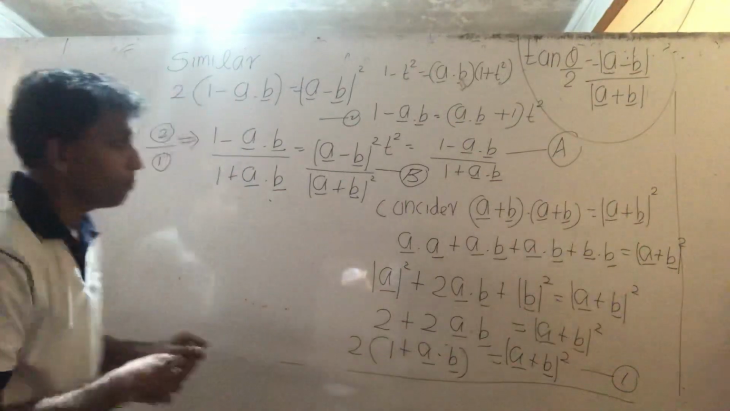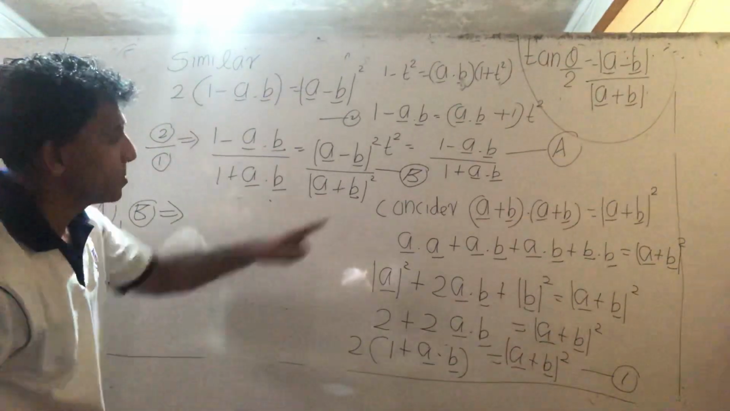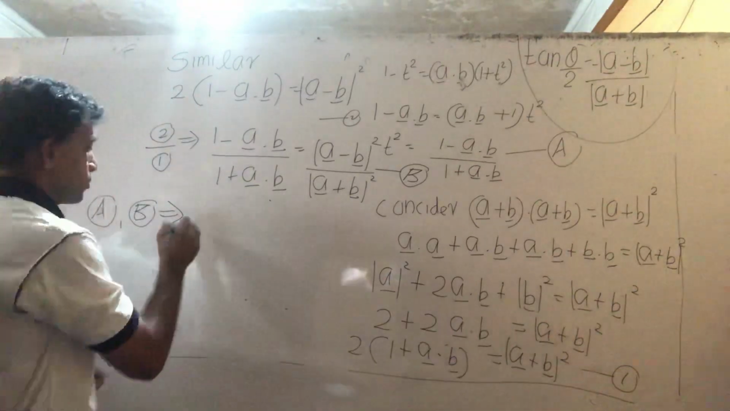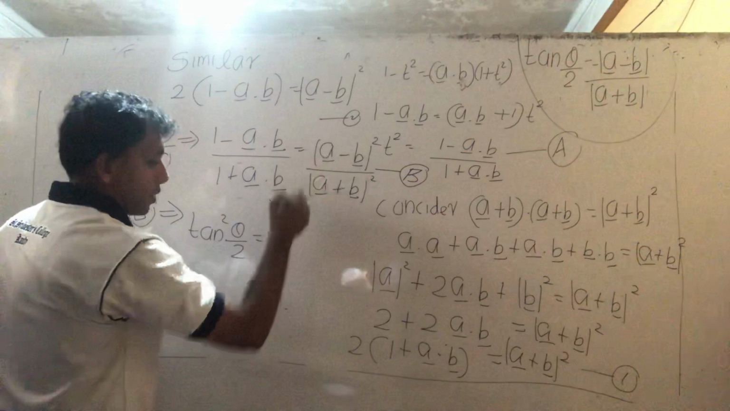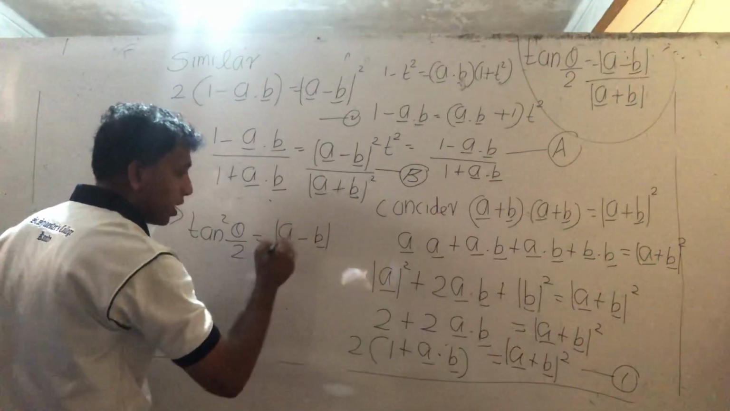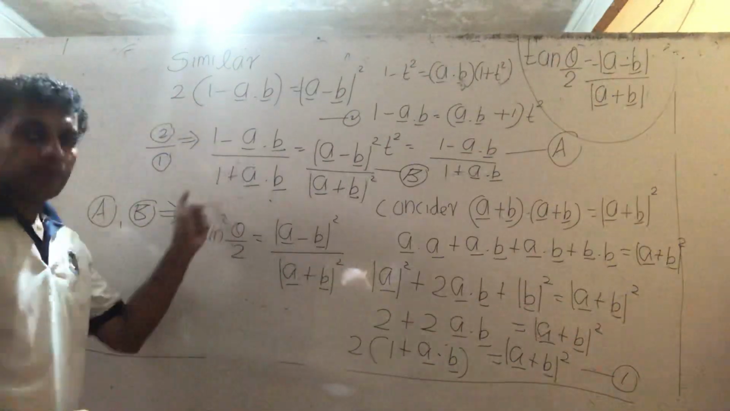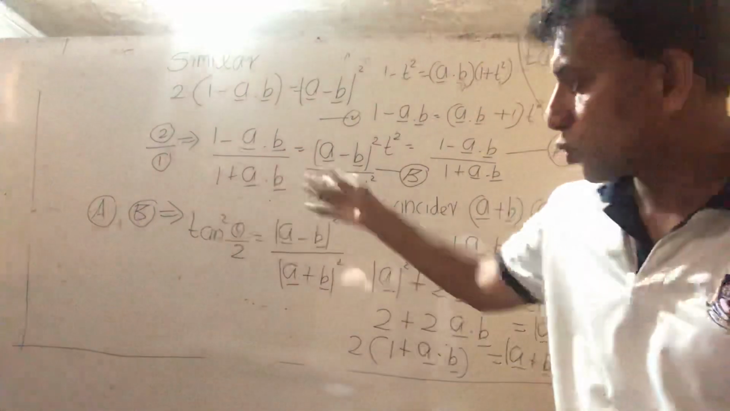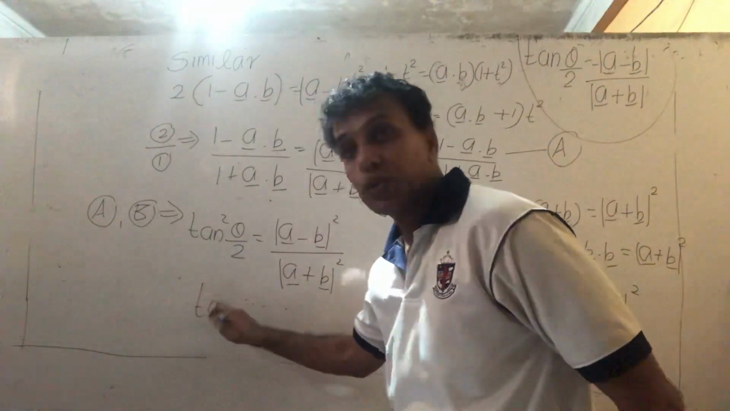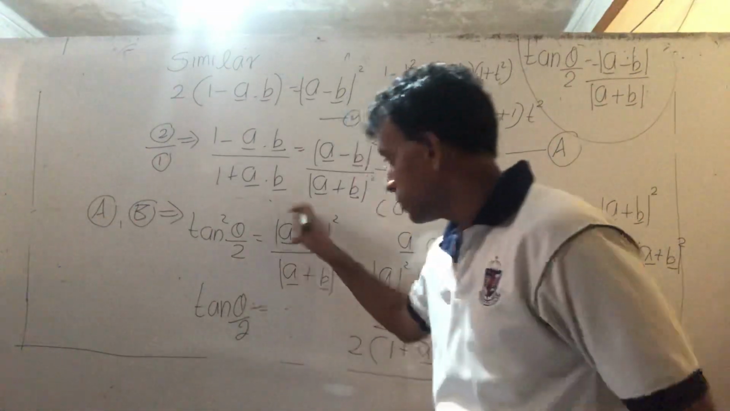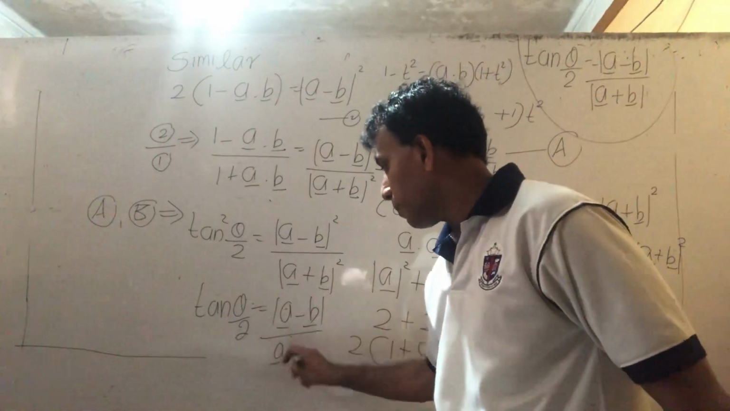So connect a and b. Therefore, this gives you t². I take t now for tan² θ/2. tan² θ/2 equals what? This one: vector a minus vector b mod square over a plus b mod square. So take the square root on both sides. Remove the squares, or take the square root. You can get the answer. The answer is this: tan θ/2 equals vector a minus vector b modulus over a plus b modulus.